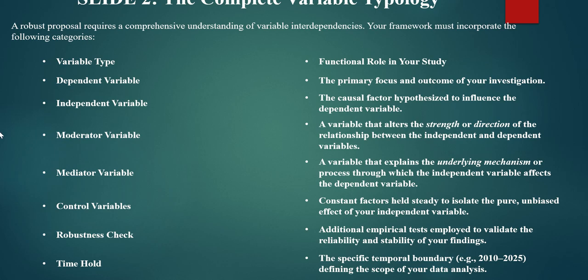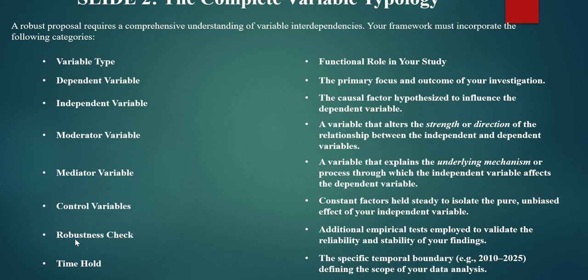The next one is the moderator. The moderator changes the strength or direction of the relationship between the dependent and independent variable. The mediator explains how or why the relationship between the dependent and independent variable exists. Control variables help remove unnecessary influence so your results are more reliable.